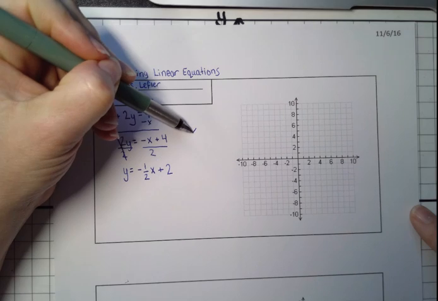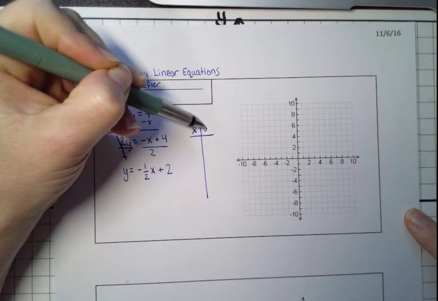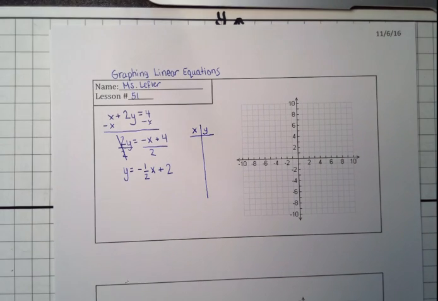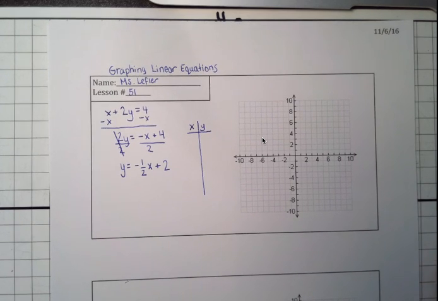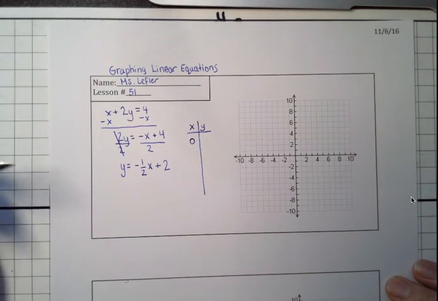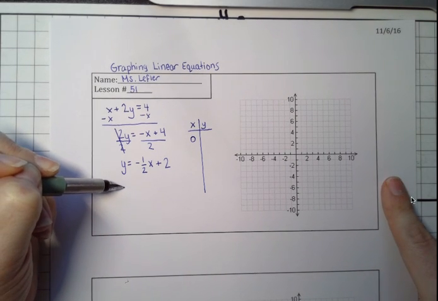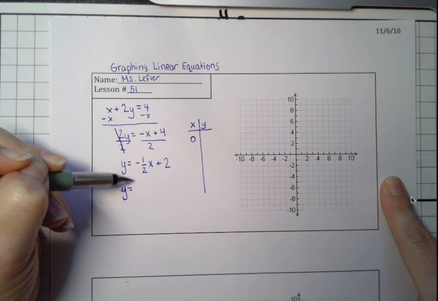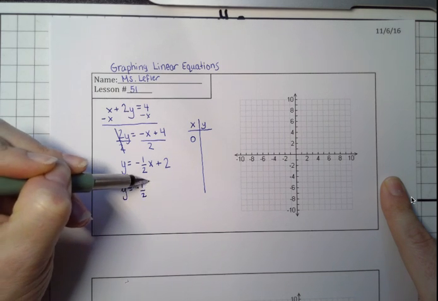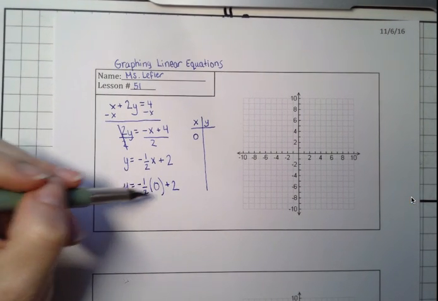And then the other thing that we talked about was getting values of x and y. So we talked about choosing convenient values of x. Convenient means something that would be easy to calculate the value of y. So what would be something that would be pretty easy to calculate? We could always start with 0. So if x equals 0, what is y equal to? Well, y would equal negative 1/2 times 0 plus 2. And since anything times 0 is just 0, it would be y equals 2.